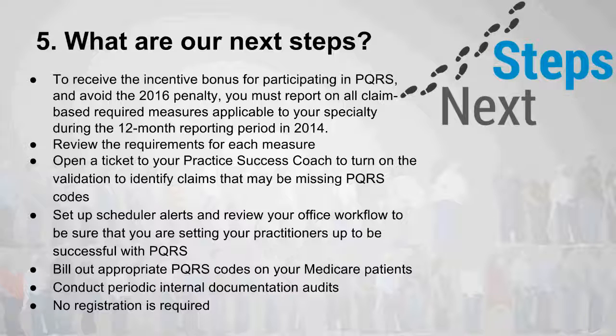The first would be talking about the bonus or avoiding the penalty. So we have to get our house in order to make sure that we're doing this. And there's an immediate reward and a longer-term consequence that we talked about. Second thing would be, for each of the measures, there's required documentation that has to be in the chart. And as we've talked about in the past, if you didn't write it, you didn't do it.